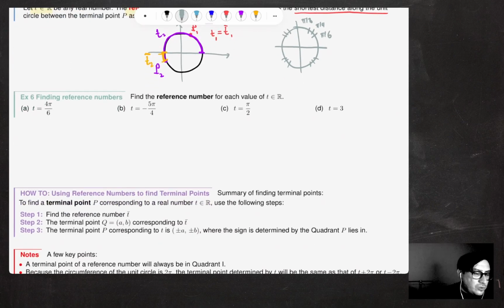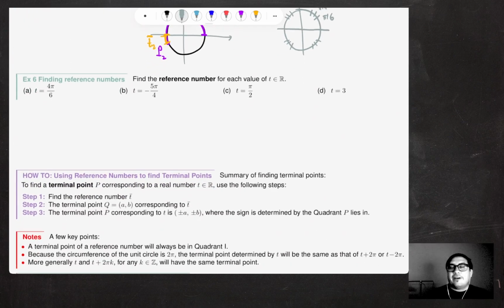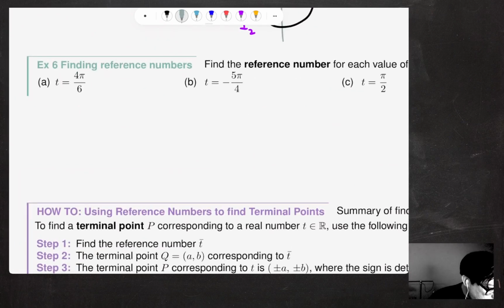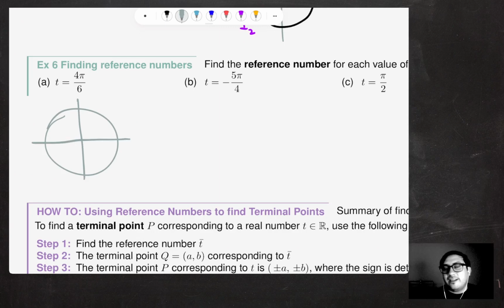Okay, so let's do this next example to really solidify it. Again, I encourage you, pause the video, see if you can do it on your own. All right. Let's zoom in a bit. Let me draw a couple of these unit circles, and I apologize, I'm going to get a little lazy and just do the minimal graph here. All right, 4 pi over 6.